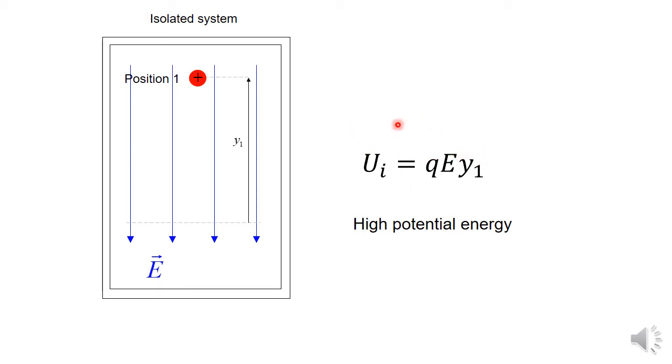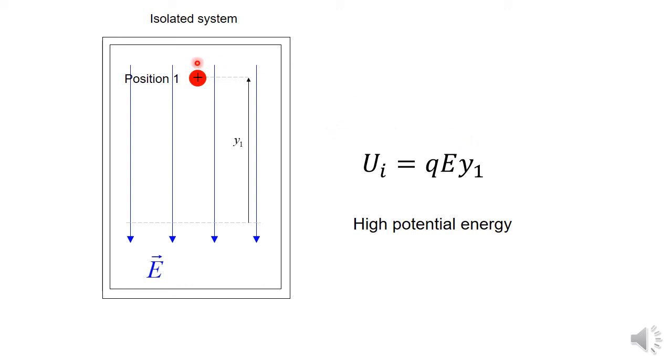And you can compare this with the case we had for gravity. Remember, for gravity, when you had a mass above the Earth, the potential energy was mgy. So the mass takes the same role as Q, and the gravitational field takes the same role as the electric field, and the height is the same in both cases.